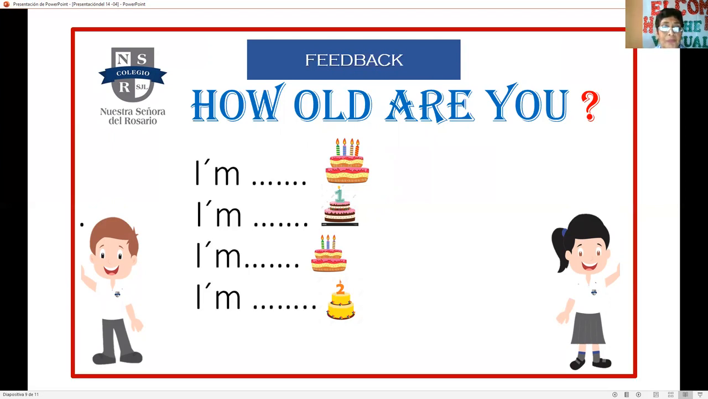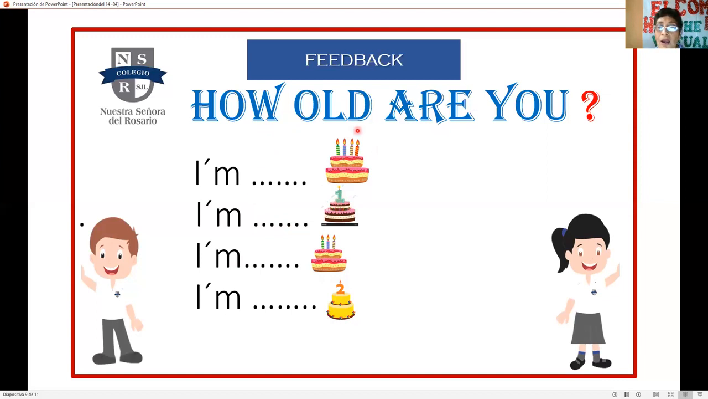Let's see. Here, I have the part of the grammar. The grammar says I. So you're going to complete it at home with mommy or daddy, maybe with your brother. You're going to give the answer at home. How old are you is the question. And my answer is I'm one, two, three, four. I'm four. That is the correct answer. Number two, the question says, how old are you? The answer is I'm what number? One. Exactly. Very good. I'm one. That is the answer.